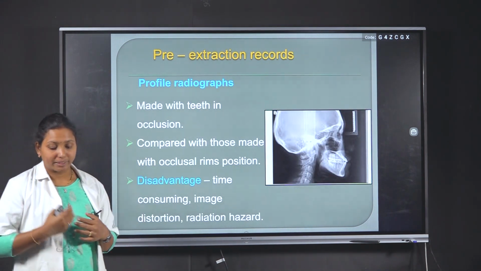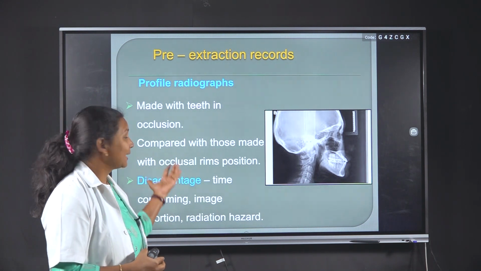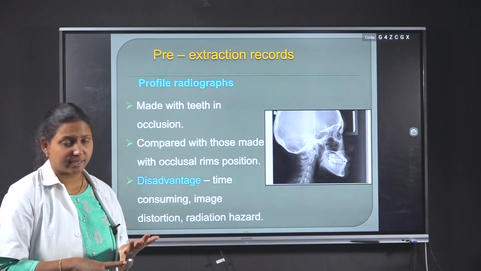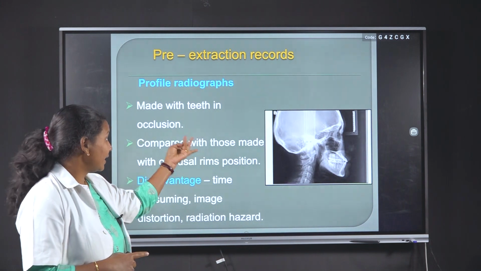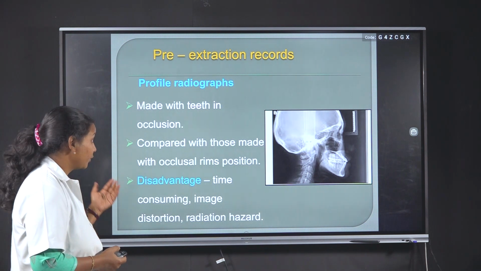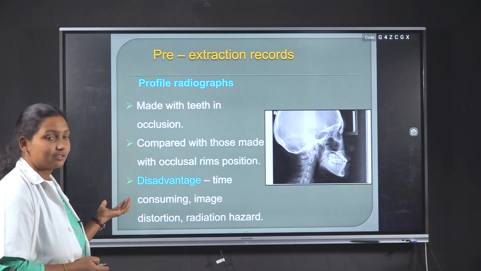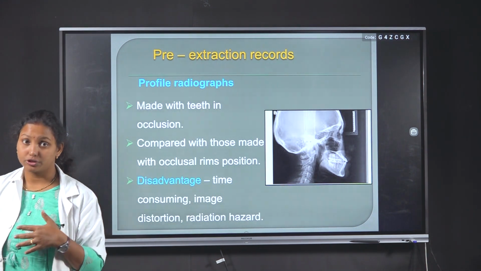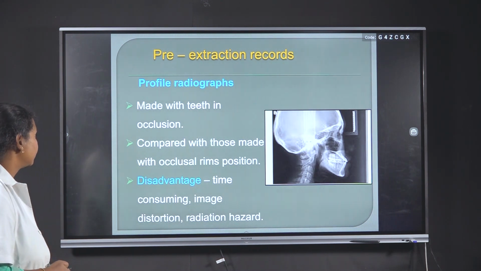Pre-extraction record. So if a patient comes to you before extraction of all the teeth, you can make certain pre-extraction records, such as taking impressions and articulating those casts, so that you will know the vertical dimension, and taking x-rays like lateral cephs and OPGs. Okay, and you will compare this with those made with the occlusal rim. So the disadvantages of this technique are that it is time consuming, you may have distortion of the x-rays, and we are unnecessarily exposing the patient to x-rays.